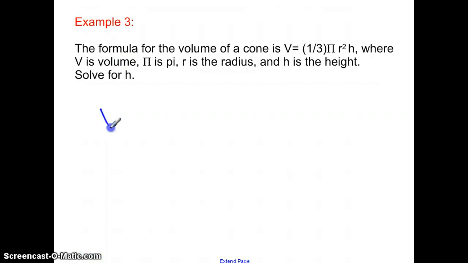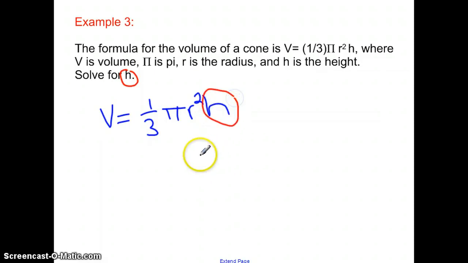Here we've got volume equals 1/3 pi r squared times h. This is a formula for the volume of a cone, where v is volume, this symbol here is pi, r is the radius, and h is the height. We want to rework this one so we have the height. It says solve for h, so we want to rework the equation so we get this h by itself.